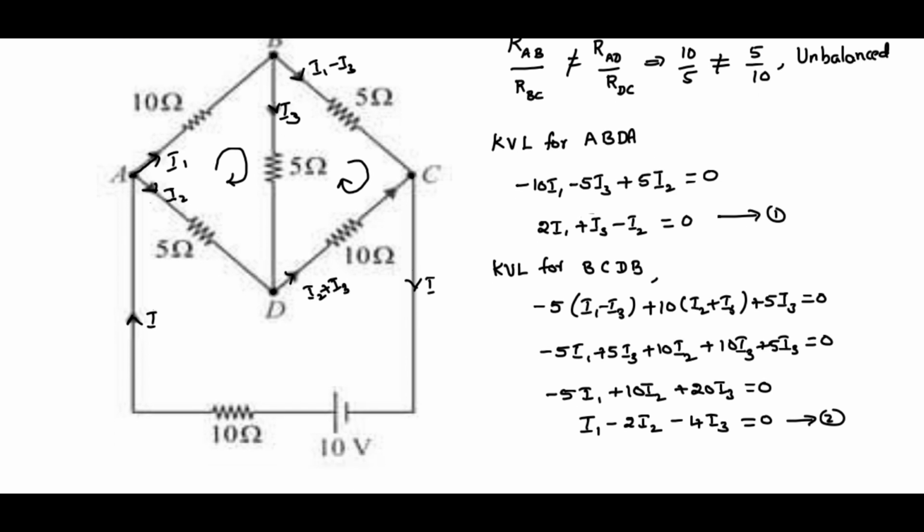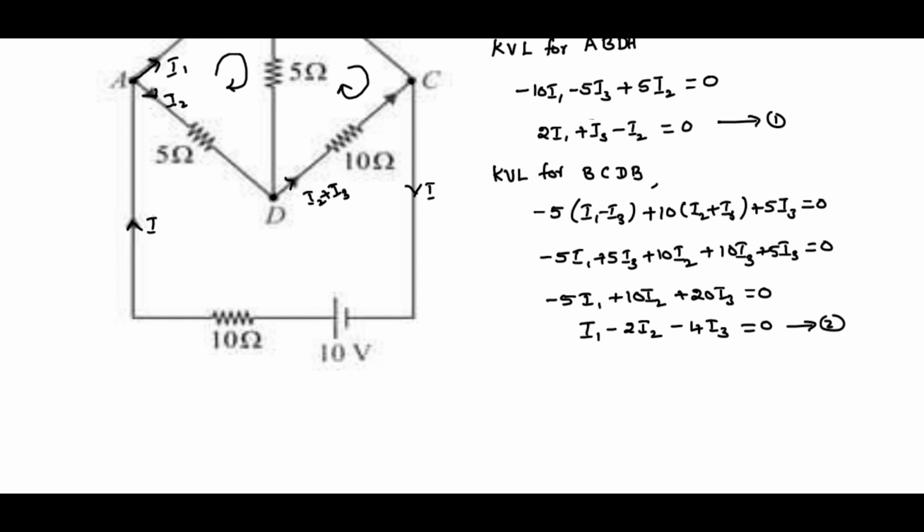Now we are taking one more loop. That loop is ADCFGA. I am marking this one as F and this as G. So for the ADCFGA loop, I will write the expression by using Kirchhoff's voltage law.